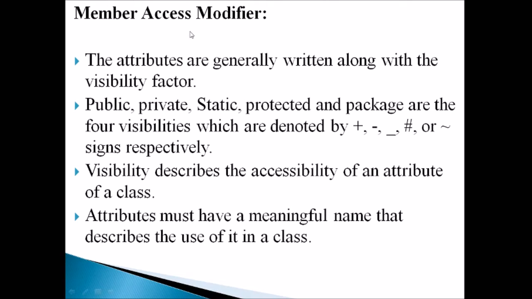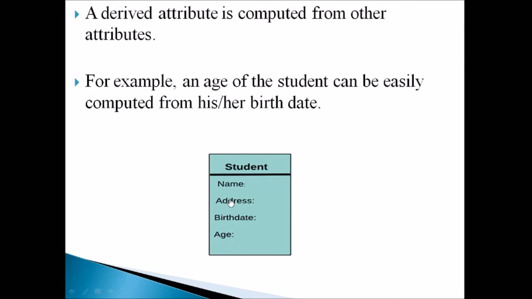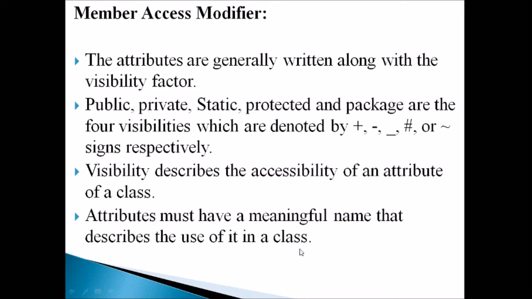Next one, member access modifier. As we have seen here in this diagram, the name, address, birth date, age, all these are called the data members. They should be given with an access modifier. Access modifiers are nothing but they tell where these attributes can be accessed, whether within the class or within the method, or whether they can be accessed by outside members.